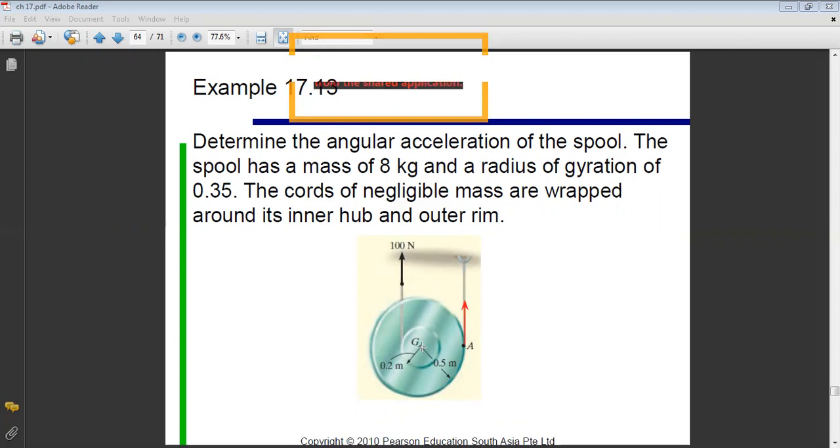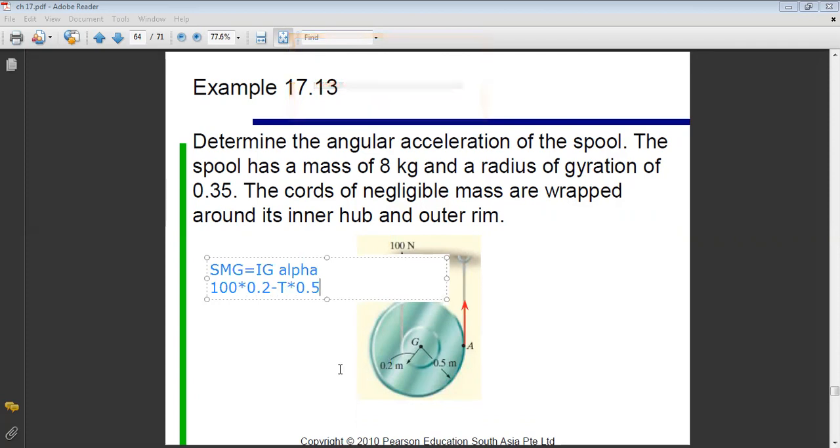So if we choose to do sum of moment about G, what will be the equation? Sum of moment about G equals to IG times alpha, okay? And then what are the moments here? If I choose the clockwise direction as positive, I have 100 times what? Now it's 100 times 0.2. And for the tension T, it's in the opposite direction, so it's minus T times what? The distance from A to G times 0.5. This is my first relation, okay?